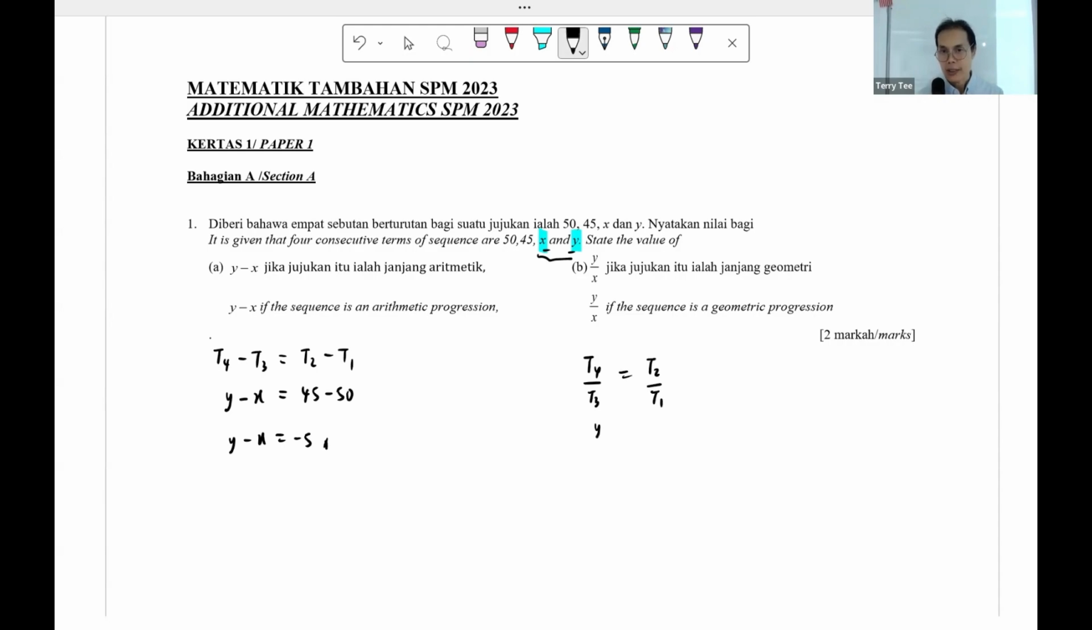So my t4 is y, my t3 is x, my t2 is 45, second term, t1 is 50. So when you do 45 divided by 50, you can just divide top and bottom by 5. You will get 9 over 10. There you go. That's your answer for part B.